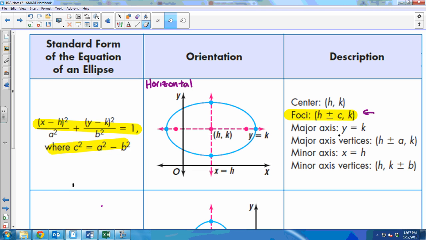We're going to need to know what C is. So it tells you how to find C. It says C squared is equal to A squared minus B squared. That's not the Pythagorean theorem. It is on the red sheet, so you don't forget, though. Some of the terminology is the same, so like the center is still at (h, k).